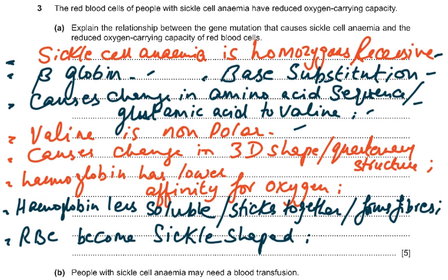Valine is non-polar, so that causes a change in the 3D shape. Hemoglobin has a lower affinity for oxygen. Hemoglobin is less soluble, so they stick together and form fibers. That is when the cell is pulled out of shape and it becomes sickle cell shaped. So RBCs become sickle cell shaped, and this was an answer to explain the relationship between the gene mutation that causes sickle cell anemia and the reduced oxygen carrying capacity of red blood cells.